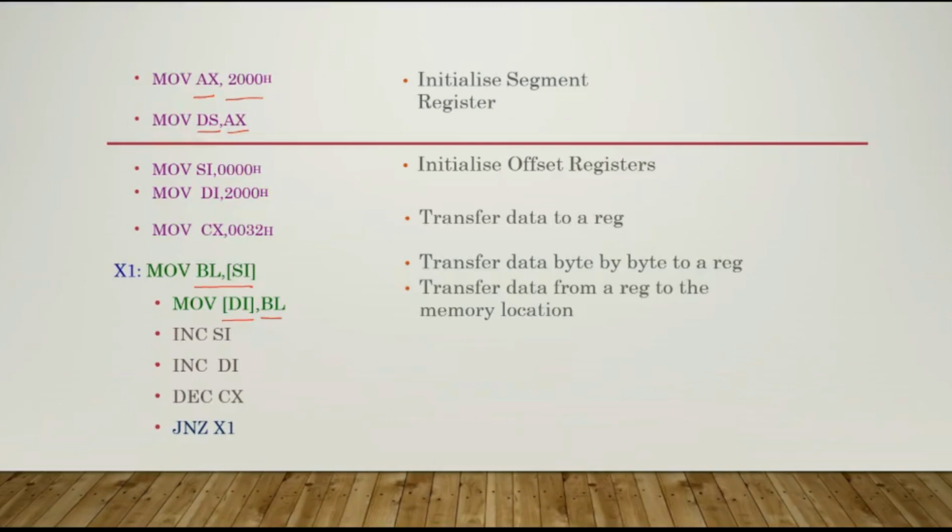So I will repeat this instruction as long as CX is not 0. So jump if not equal to 0 to X1. As long as the content of CX is not 0, my zero flag will not be set. And as long as it is not set, for jump if not zero, the zero flag will be 0, the condition will be satisfied, and the control will be given back to the label X1. So we will go back to this particular memory location and repeat the instructions.